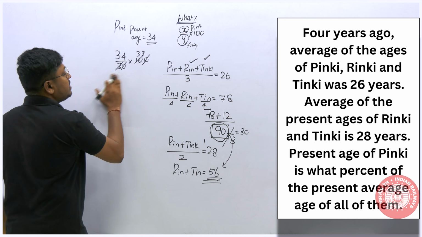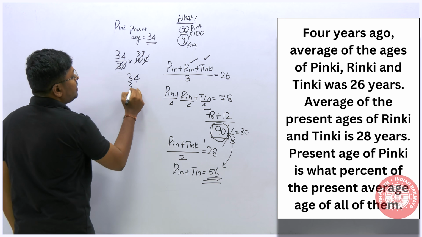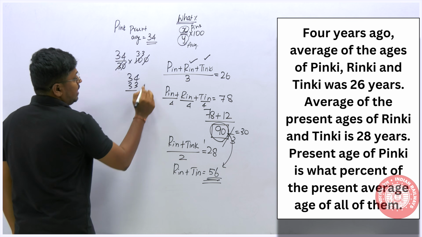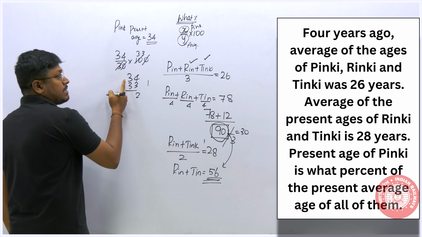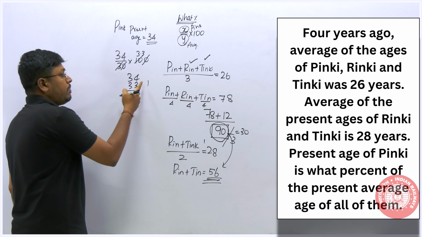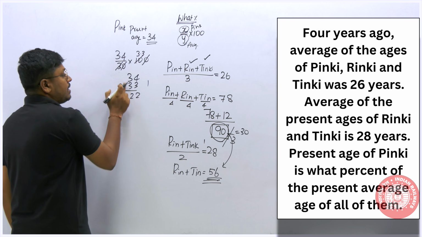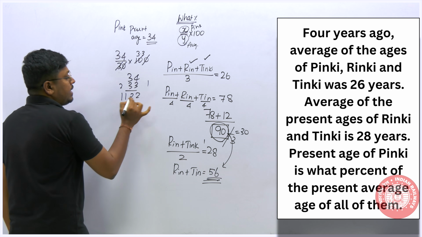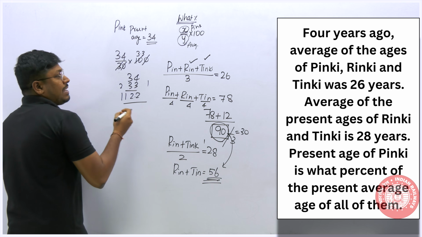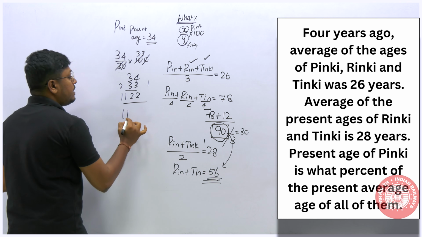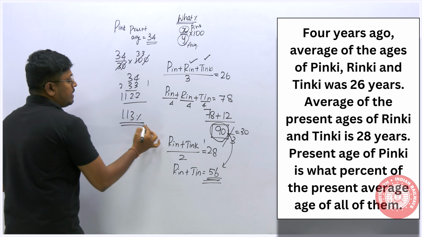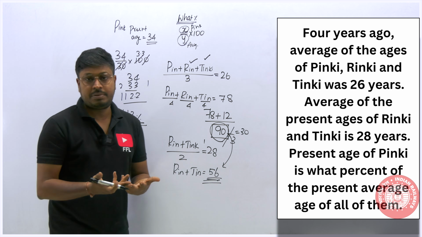So what we can do here is multiply 34 into 33 first. 4 3s are 12, remaining will be 1. 3 3s are 9, 4 3s are 12. So 12 plus 9, 21, 22, remaining will be 2. 3 3s are 9, 10, 11. 112.2 something. So based upon the option values, we have the option 113 something. So we can say that 113 is the answer based upon the options, right?